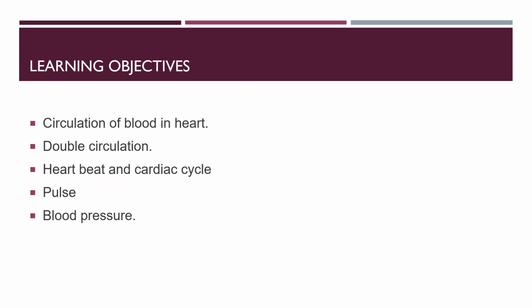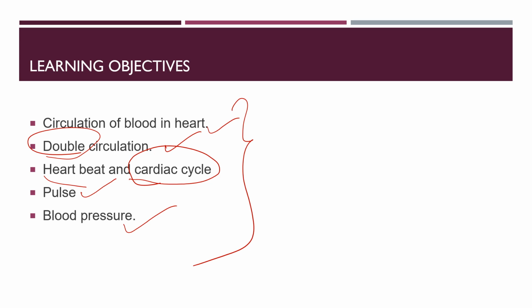Now, by the end of this lesson, we will be able to discuss the following points. That is, how the circulation of blood takes place in the heart, what is double circulation, and why is it called double circulation. So, what is the reason behind calling it double circulation? What is heartbeat? What is cardiac cycle in detail? With diagram, we will learn that. What is pulse and what is blood pressure. So, these all 5 topics we are going to discuss in today's class.